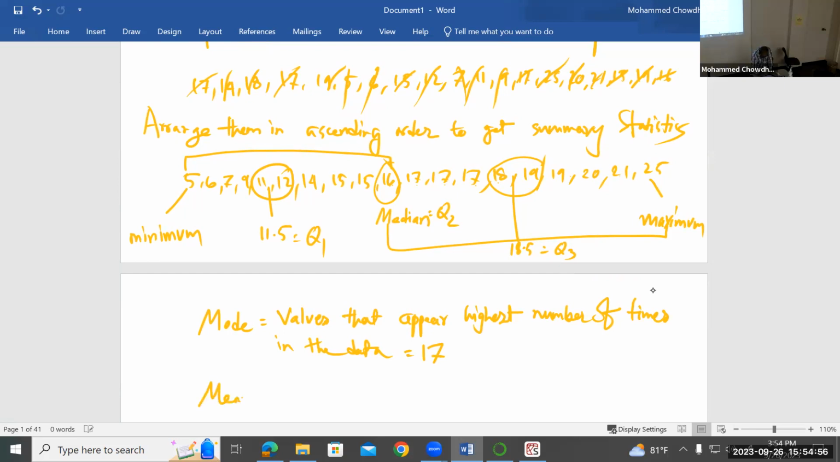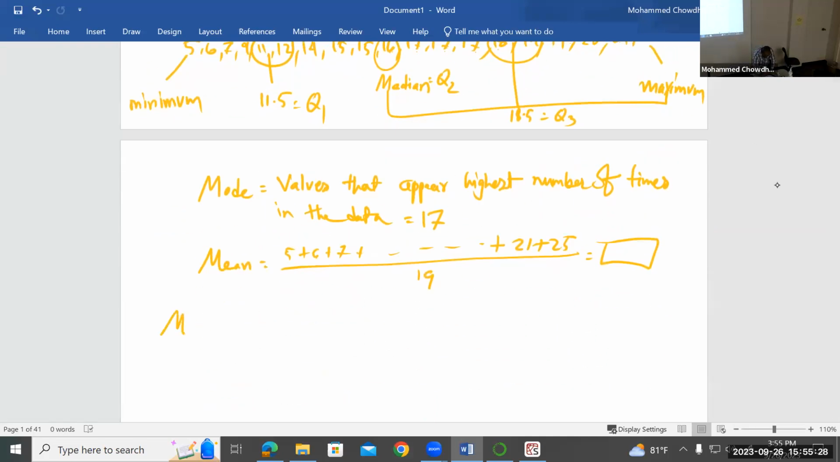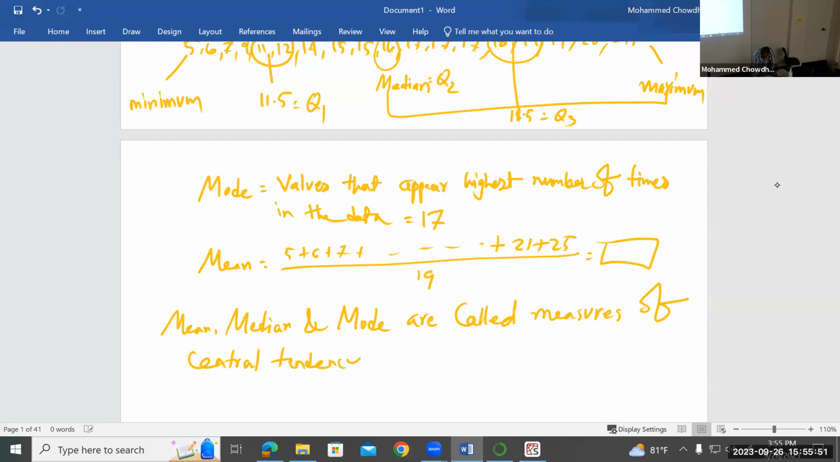And what is mean? Mean equals the sum of all of these, divided by how many numbers? 19, right? So that means 5 plus 6 plus 7 plus all the way up to 21 plus 25, divided by 19 will give you the mean. Clear? So these three measures, mean, median, and mode, are called the measures of central tendency. They are measuring the center of the data. Understand?